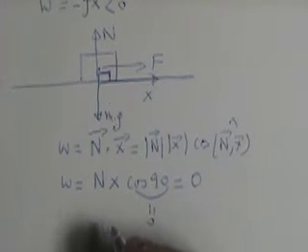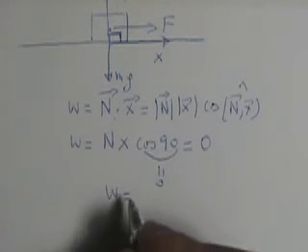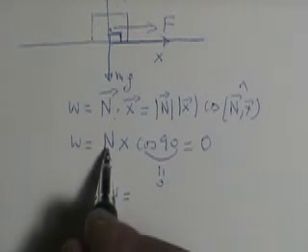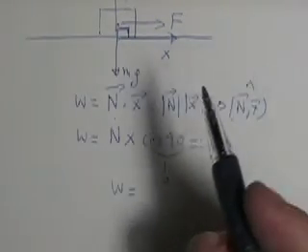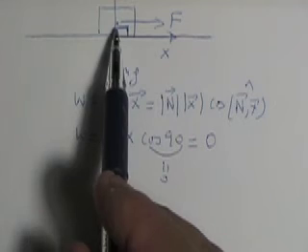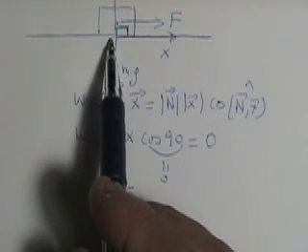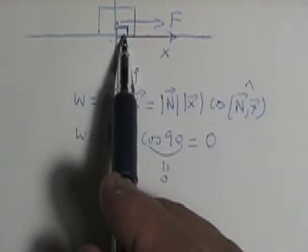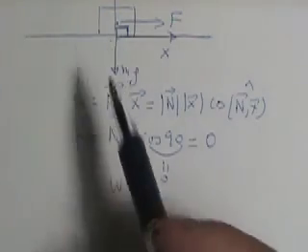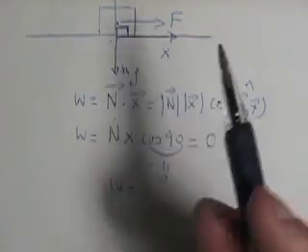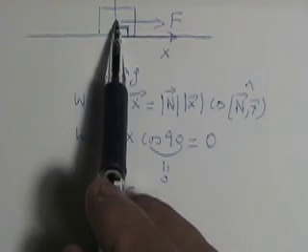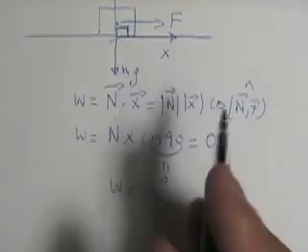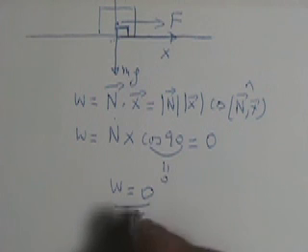So the work done by n on the block is 0. There is no work. The normal force, which is a force from the table or from the floor acting on the block, didn't do any work. It didn't help move the block from point A to point B. So that work is 0.